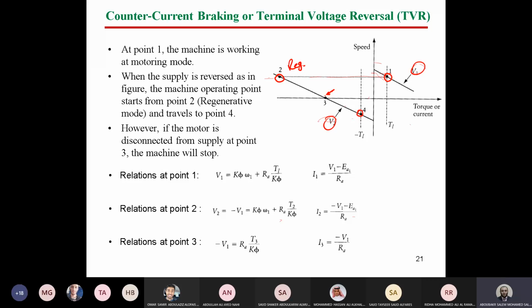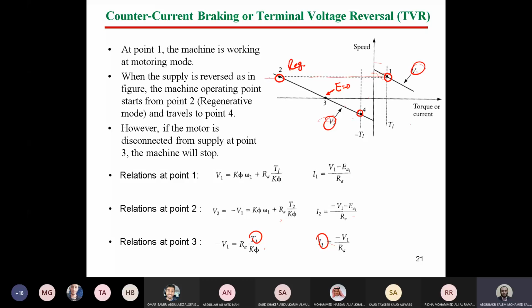It's 0, is it right? So for now, the EMF here will be 0 because there is no speed for the motor. So K phi multiplied by omega will be 0. So at that point, we can say V equals IR. So at point number 3, we can say I3 equals minus V1 over Ra, because the current for sure will be reversed. And we can say also V equals R multiplied by T over K phi, where I equals T, which is the electrical torque at point number 3, over the value of K phi.